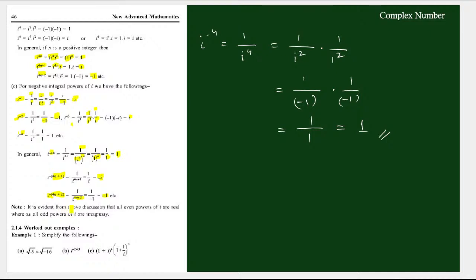So it is evident from the above discussion that all even powers of i are real numbers, whereas all odd powers of i are imaginary. If the power is odd, then it is imaginary. Here came your minus i, here came your positive i, and i is your imaginary. Okay, up to this much, is it clear?